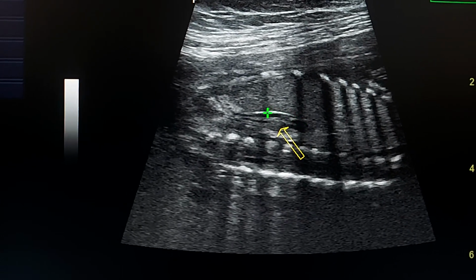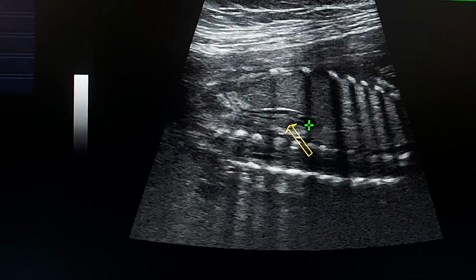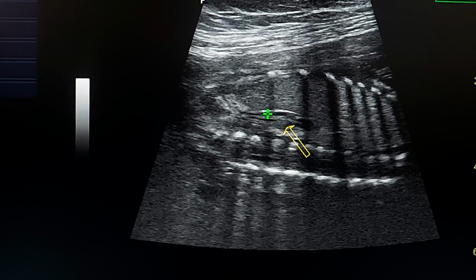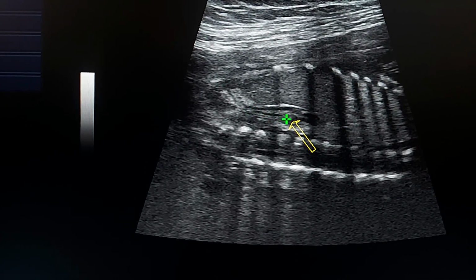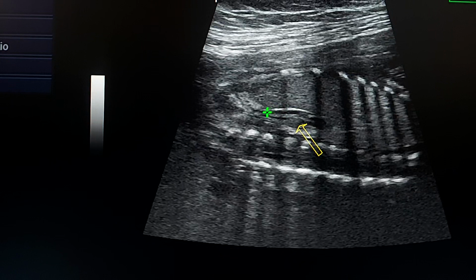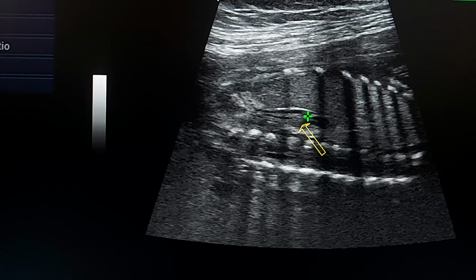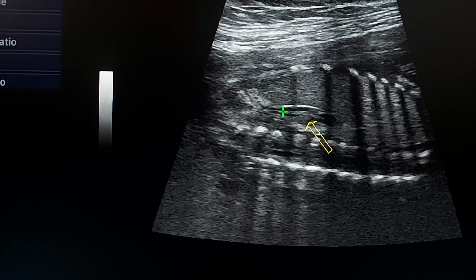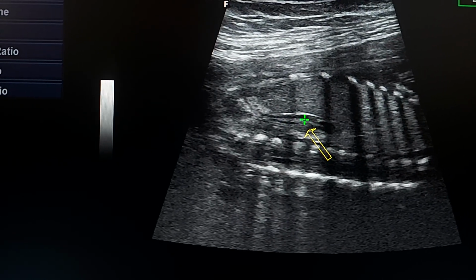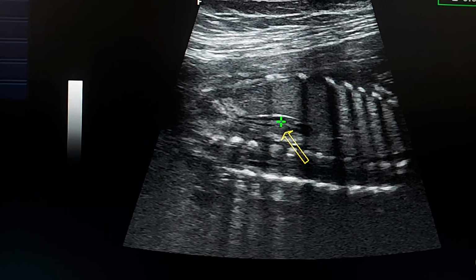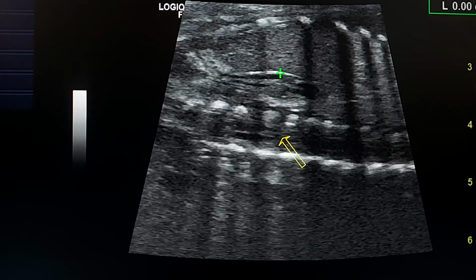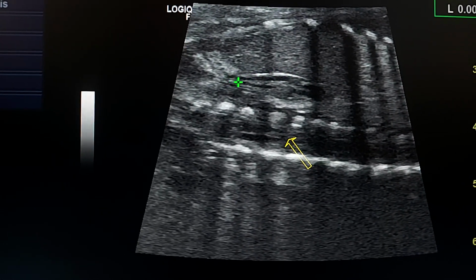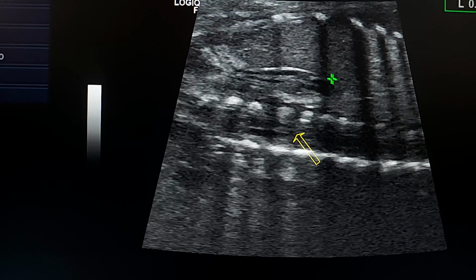This is the adrenal gland with hypoechoic peripheral cortex and echogenic inner medulla. This is the adrenal gland.